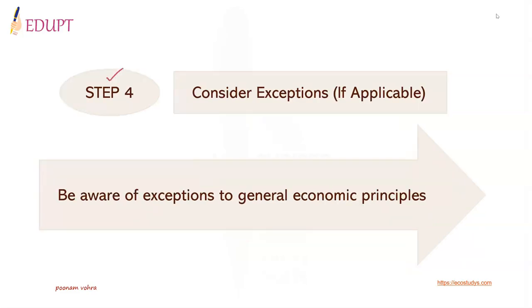Step 4. Consider exceptions only if applicable. Be aware of exceptions to general economic principles. For example, a citizen of a country is always a normal resident of that country is generally assumed. But this statement is false because exceptions like citizens working in foreign embassies, international organizations, or abroad for more than a year are not considered as normal residents of their home country.